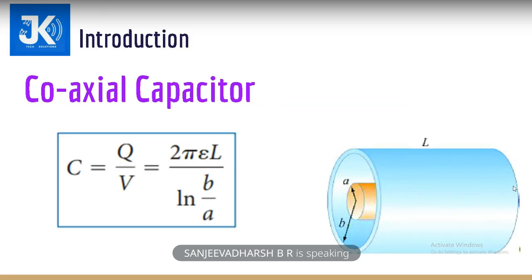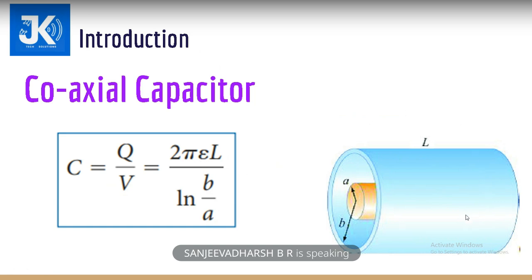Before getting into the design and simulation of the coaxial capacitor, we need to know the formula for the coaxial capacitor. The formula is C equal to Q by V. This is a general formula as we all know, which is equal to 2 pi epsilon L divided by ln of B by A, where epsilon equals epsilon naught into epsilon R.